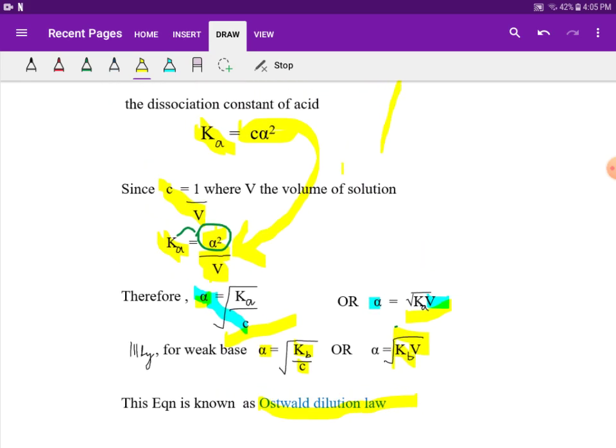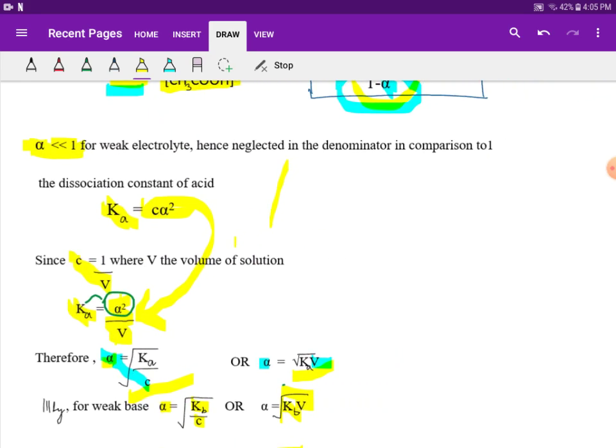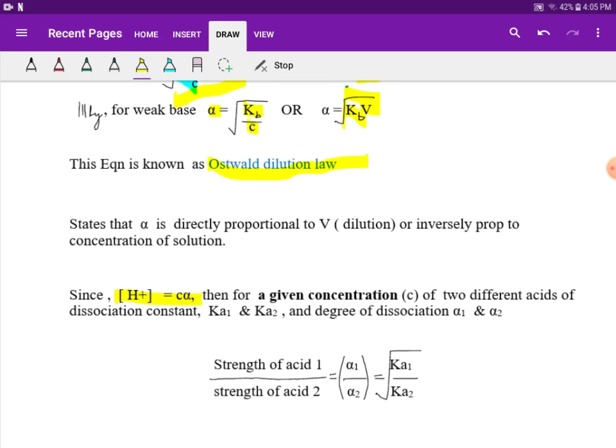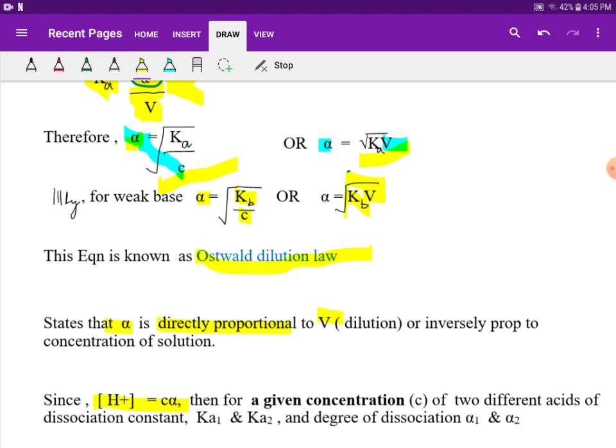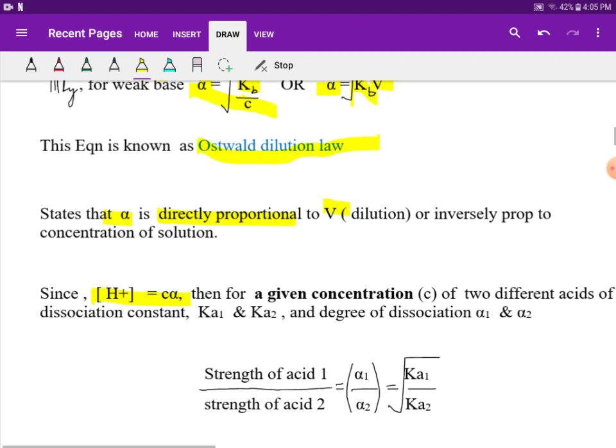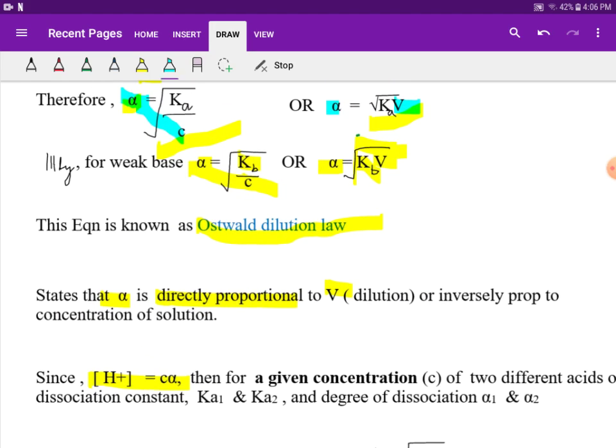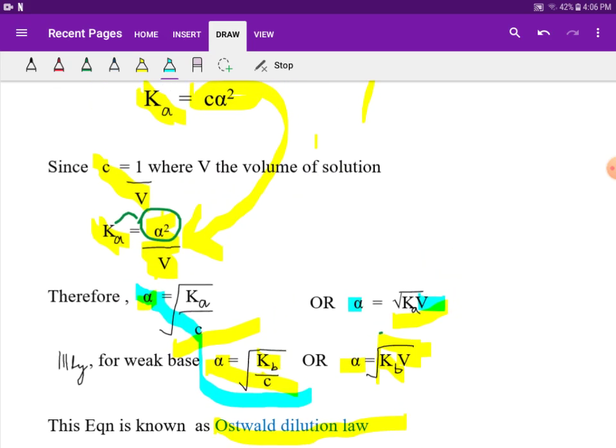The significance of the law, why it is called dilution law, is that alpha is directly proportional to the volume V, or the extent of the dilution, or inversely proportional to the concentration of the solution. That is why this equation is called dilution law, as cited by Ostwald. So, we have the relation alpha is equal to square root of Ka by C for a weak acid, or alpha is equal to square root of Kb by C for a weak base.